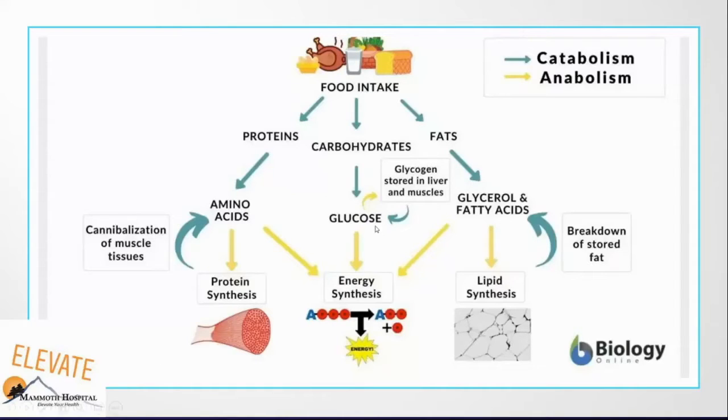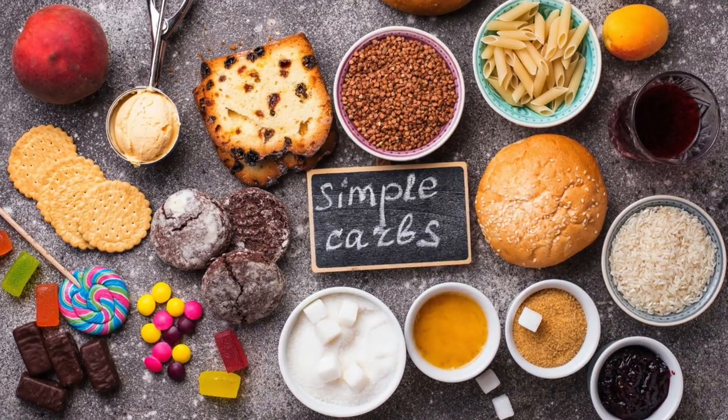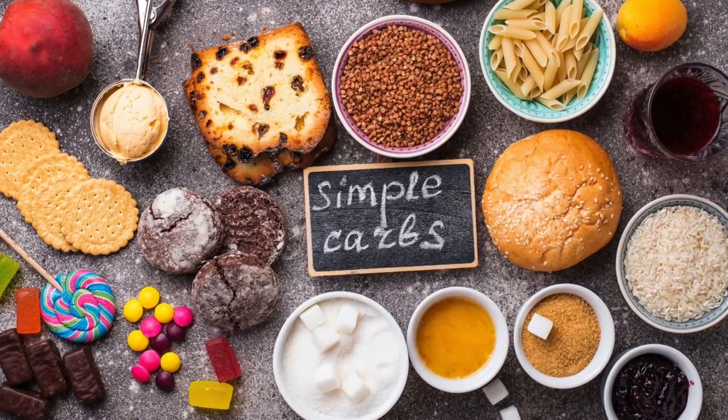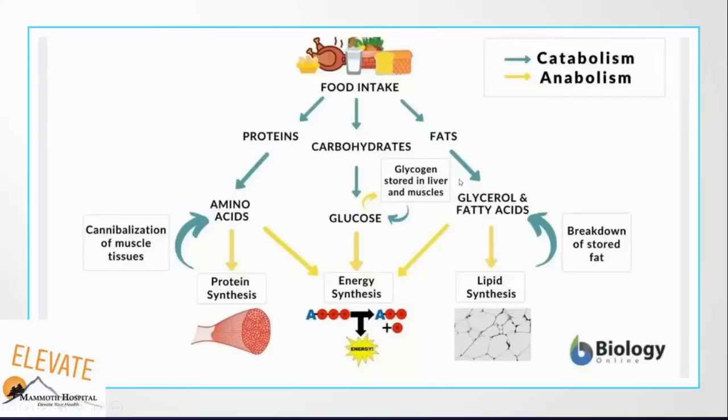Carbohydrates are broken down to glucose. Glucose is our primary source of energy. Food groups that contribute to our carbohydrates are fruits, veggies, grains, dairy, and simple sugars. And when I talk about simple sugars, I'm talking about your cake, the sugar you add to your coffee, your cookies. Then we have fats.